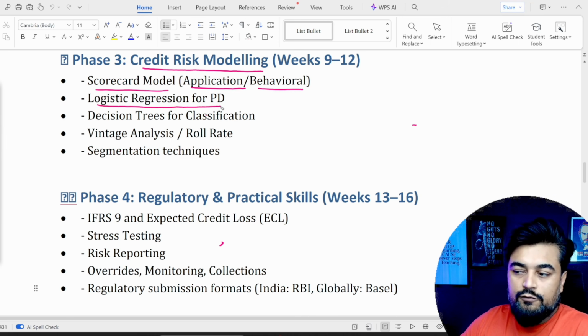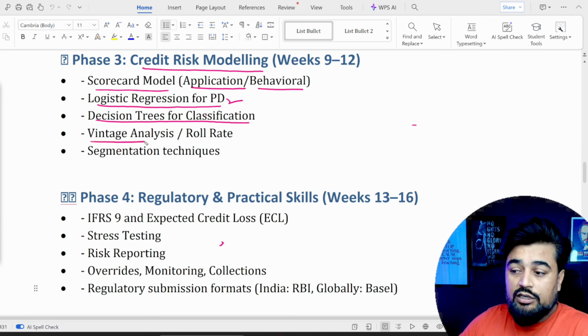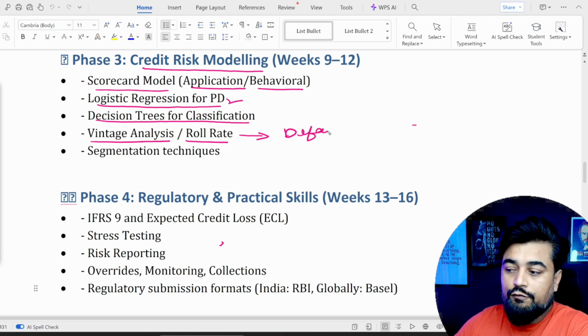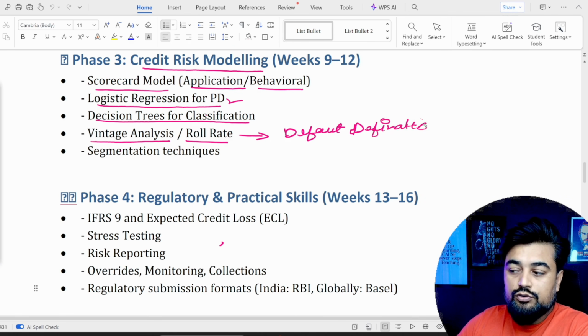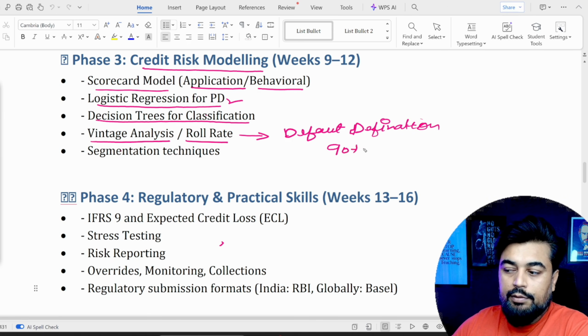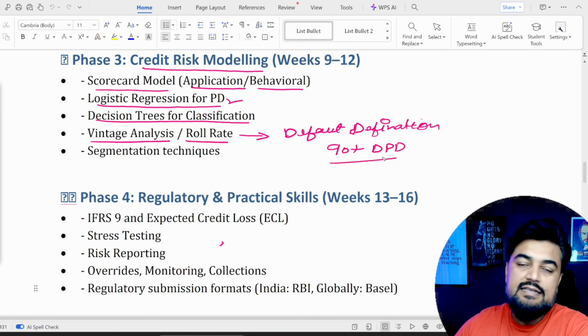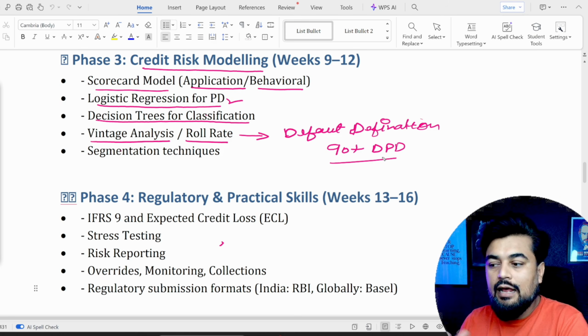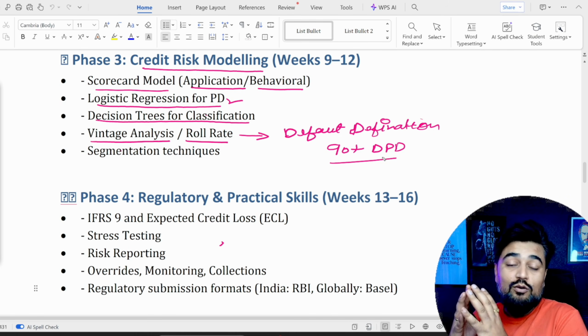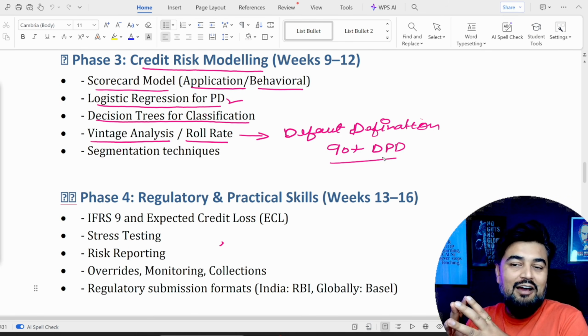Now logistic regression for probability of default, then decision tree for classification models, then what is vintage analysis, what is roll rate, what is the meaning of default definitions, how you calculate default definitions. So there comes the vintage analysis. Usually in banks, 90 plus DPD, which is 90 plus days past due, is known as a vintage analysis outcome. Okay. Now you can go back, watch my videos in the playlist where I have broken down each of them thoroughly.